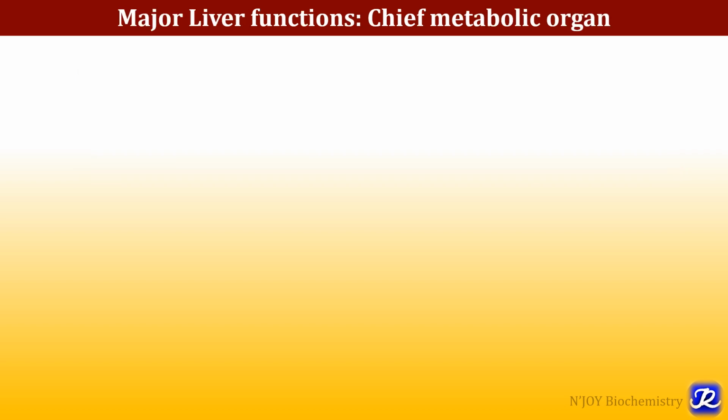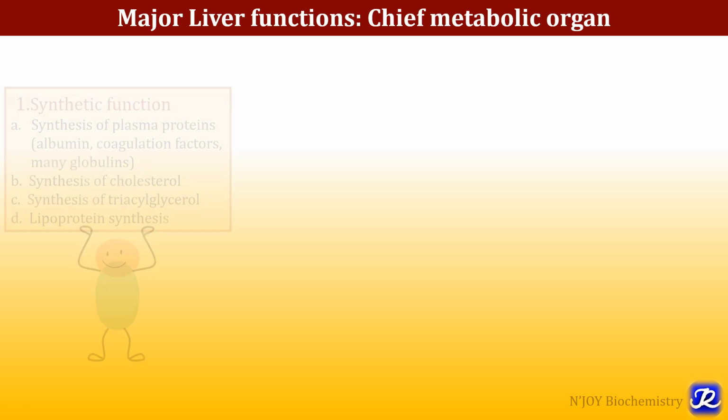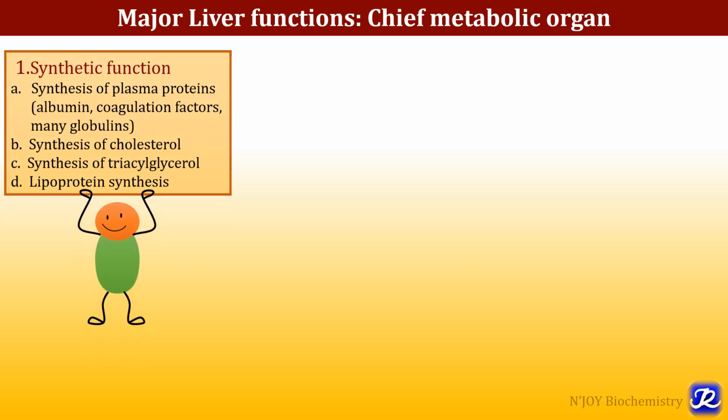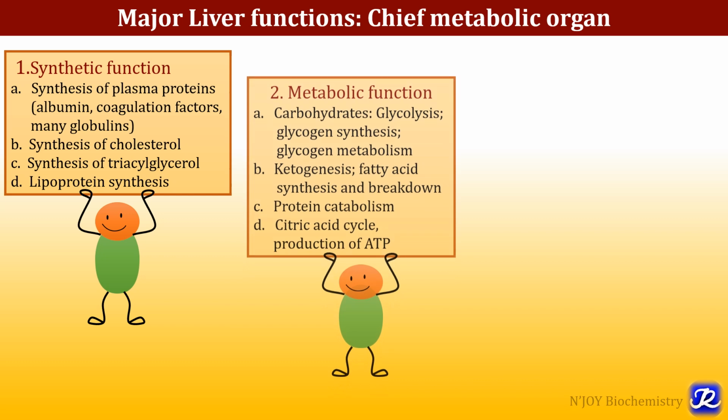Liver is the chief metabolic organ of the body and it performs diverse functions. One of the important functions is synthetic function. Synthesis of plasma proteins like albumin, coagulation factors and many globulins occurs in the liver. Synthesis of cholesterol, triacylglycerol, lipoprotein synthesis also takes place in the liver. So this is the synthetic function of liver.